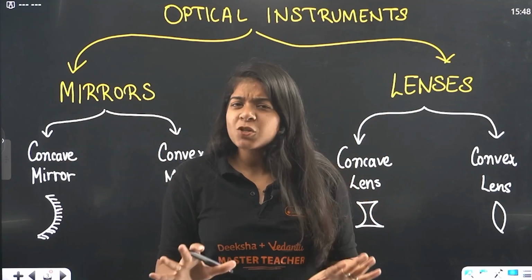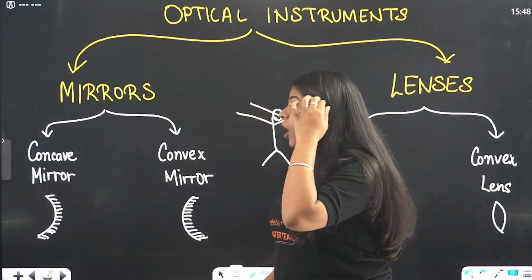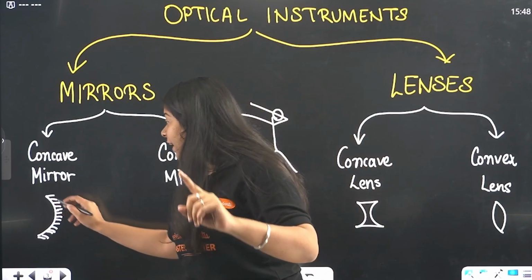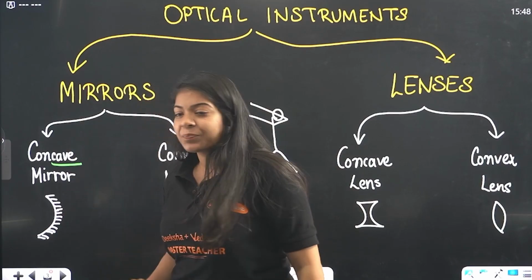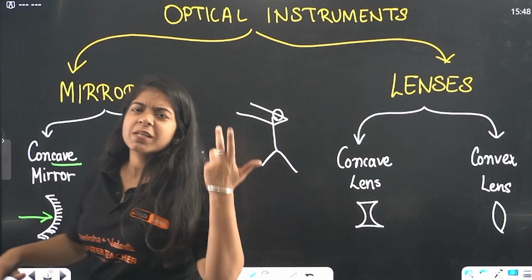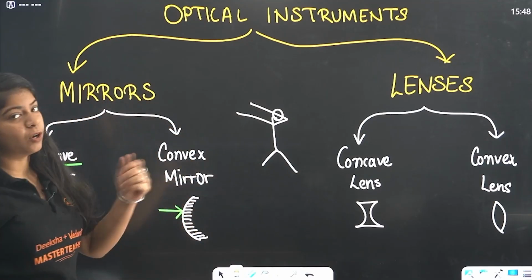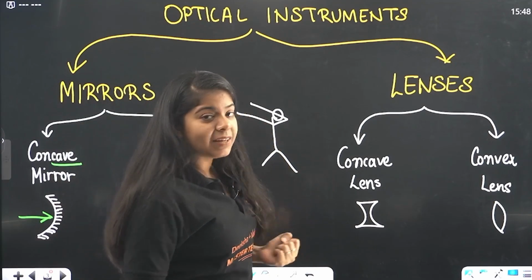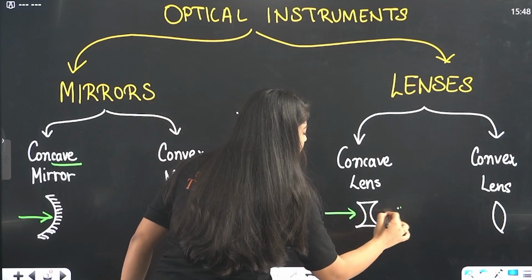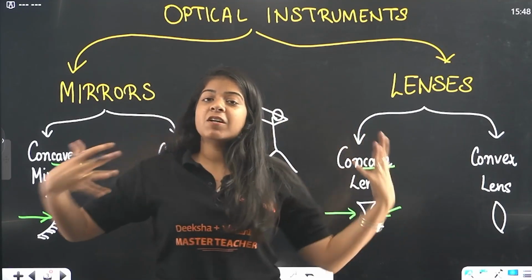Now, I am assuming that up till now you are very clear, and you know how those look as well. This is a concave mirror. It looks like a cave, right? The other one is simply a convex mirror, where the light is coming from this side. Then we have a concave lens. Again, both sides it has two caves, right? And then the convex lens, the reverse of concave.